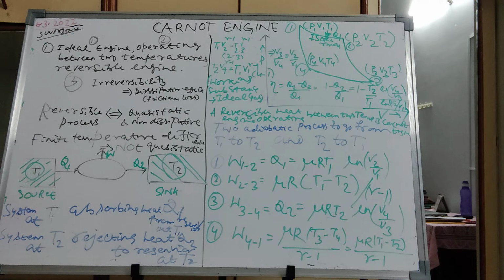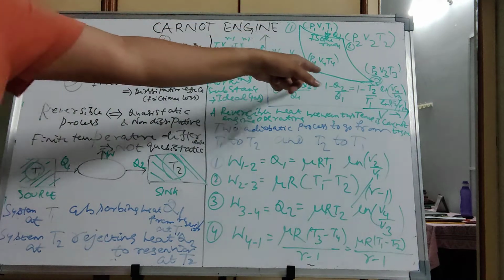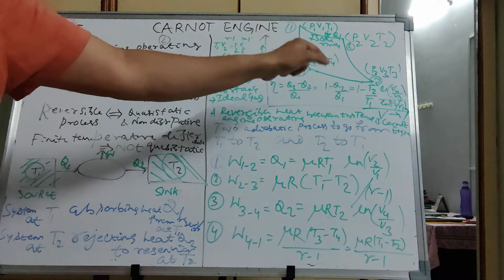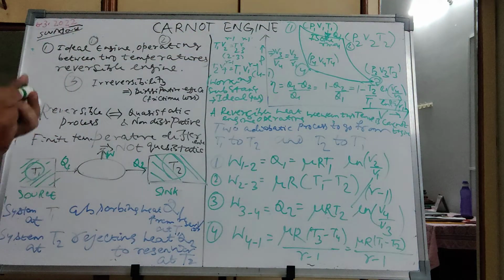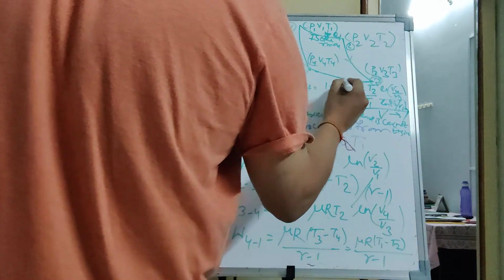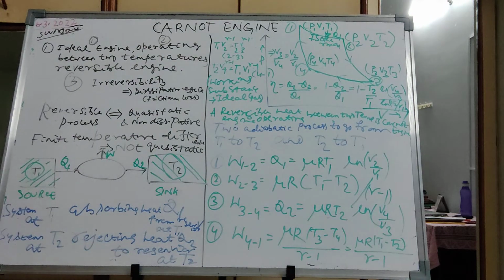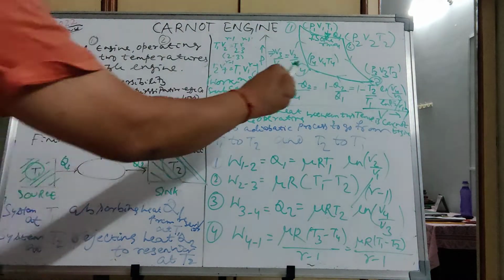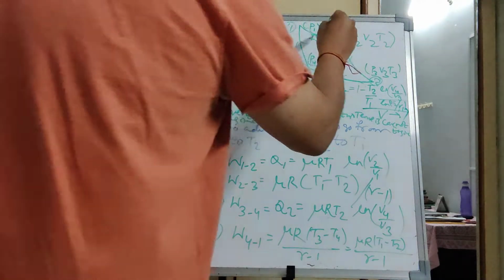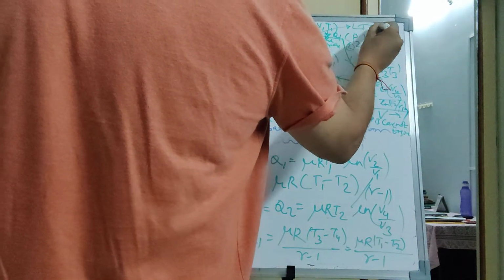Carnot said that there are two isothermal processes: this is isothermal expansion and this is isothermal compression. Why is it expansion? Because V2 is greater than V1. Why is it compression? Because V4 is less than V3. Like this it will go, as it is a cyclic process. So this is isothermal expansion and this is isothermal compression. And in this process, heat is coming from the source at T1.